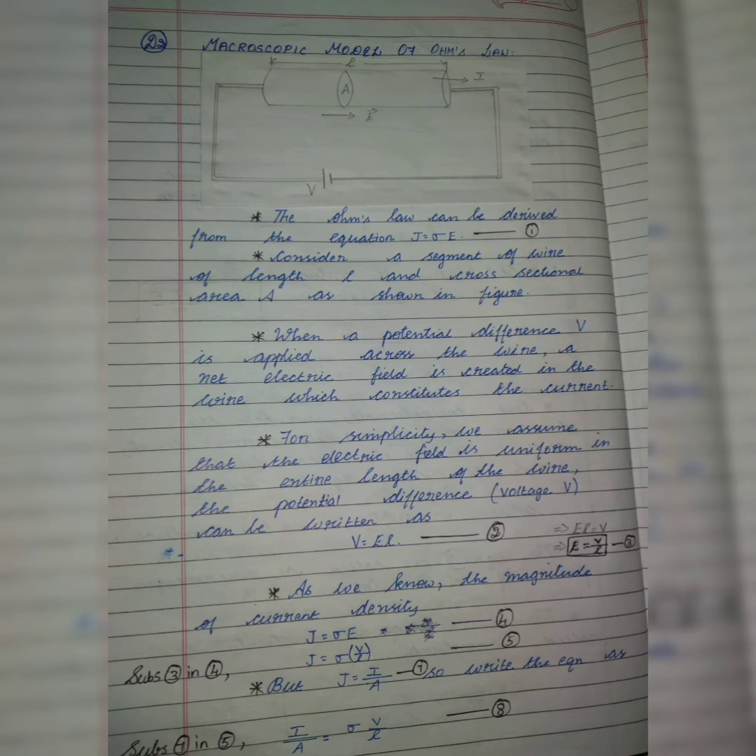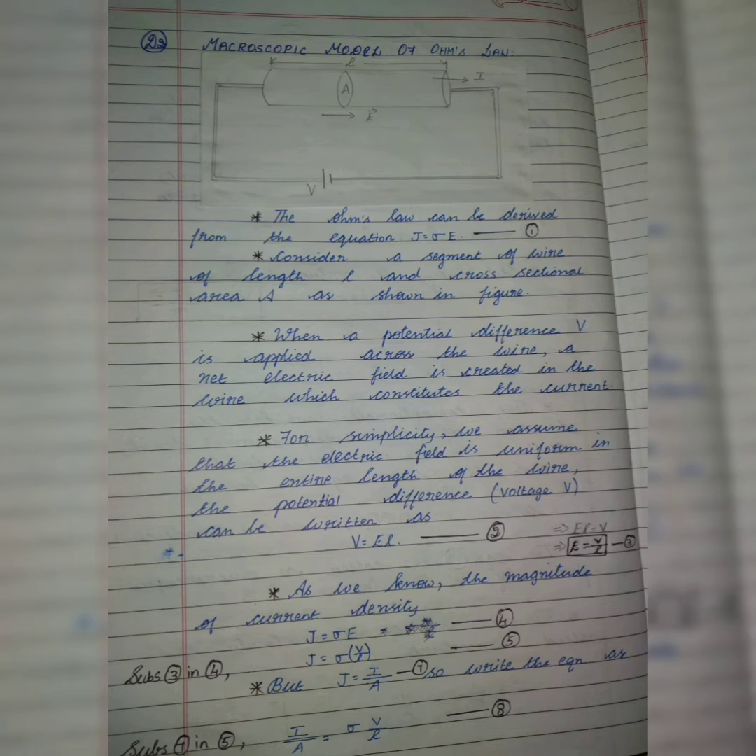In the previous video, we have discussed about it. That is the first detailed answer, microscopic model of Ohm's law. If you haven't seen that video, I'll give you the link in the description box. You can refer to that video too. Now we know the microscopic model of Ohm's law. The formula is J is equal to sigma E vector. Now from this microscopic model of Ohm's law, we have to derive the macroscopic model of Ohm's law.